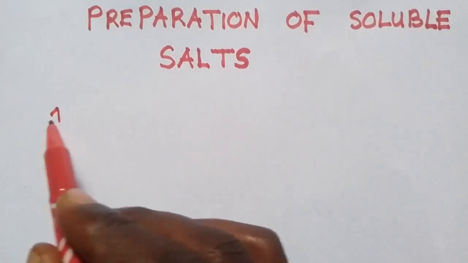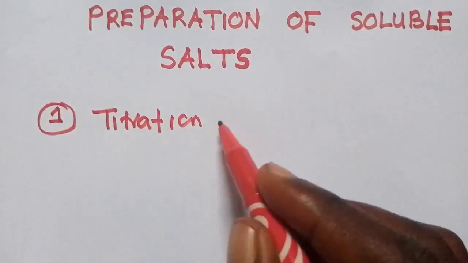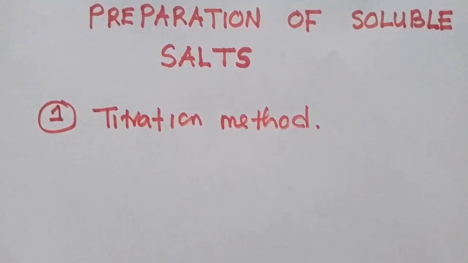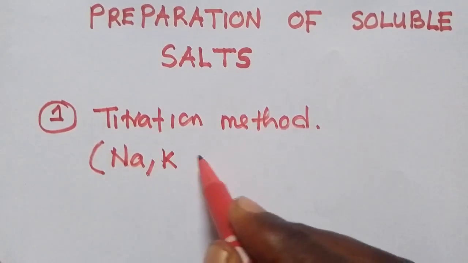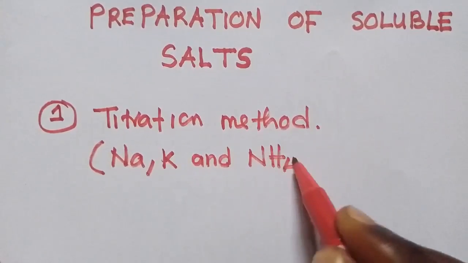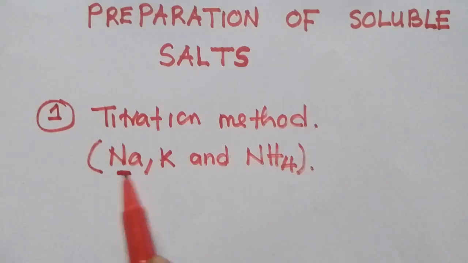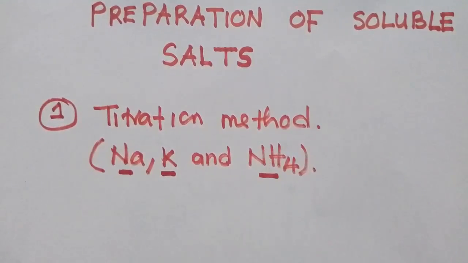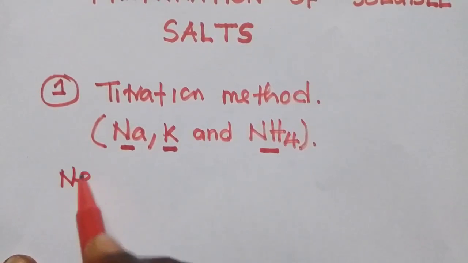So the first one that we are going to start with is called the titration method. The titration method can only be used for these types of salts: sodium, potassium, and ammonium. So when you want to prepare a soluble salt containing sodium, potassium, or ammonium, we use this method, which is called the titration method. By what type of reaction? The reaction is called a neutralization reaction.